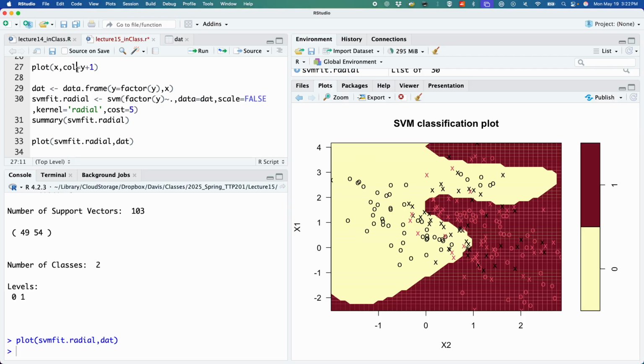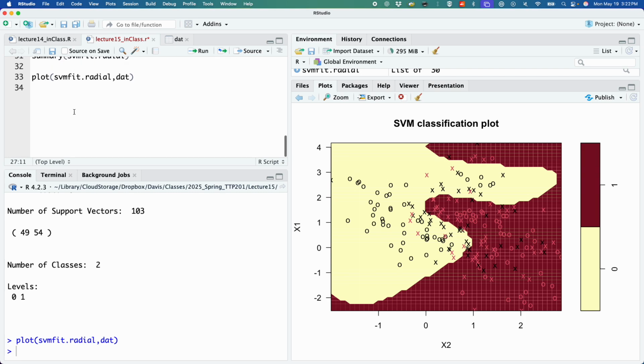It's a bit to take in. Can we add that to the lecture notes? Yeah. So let me add in a description of the SVM plot.